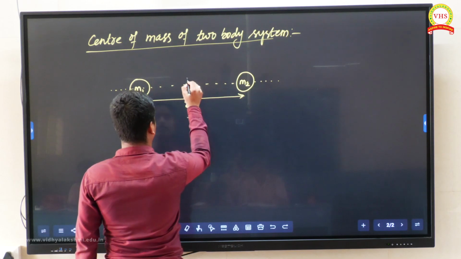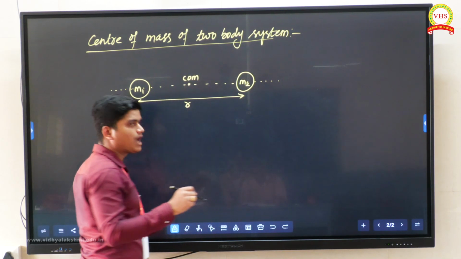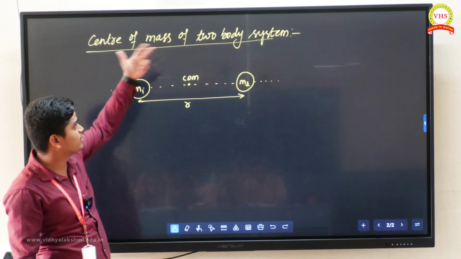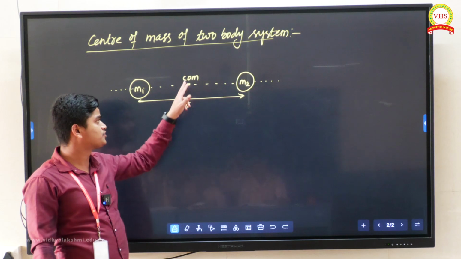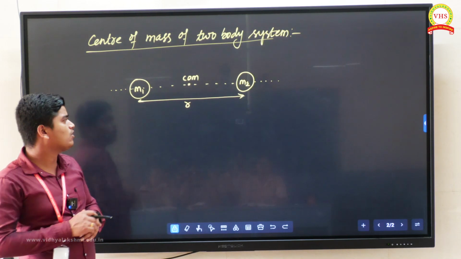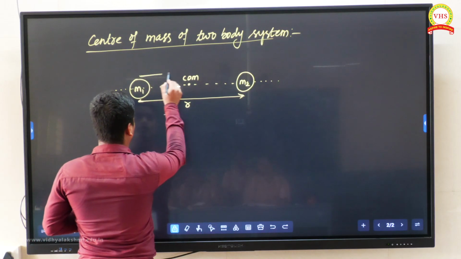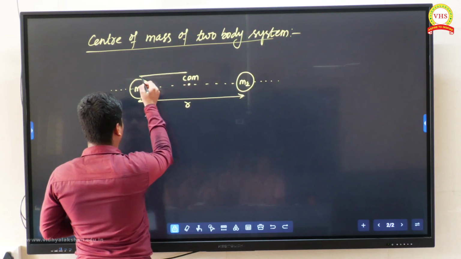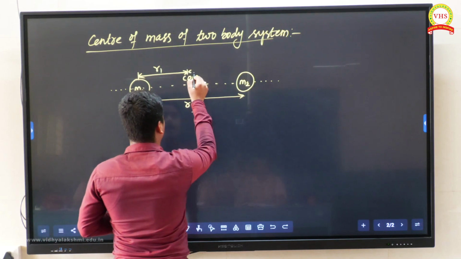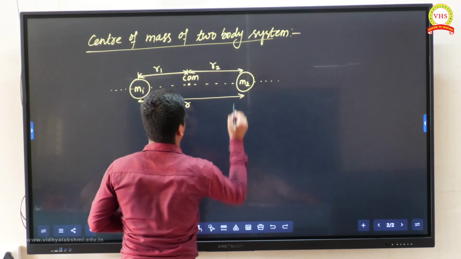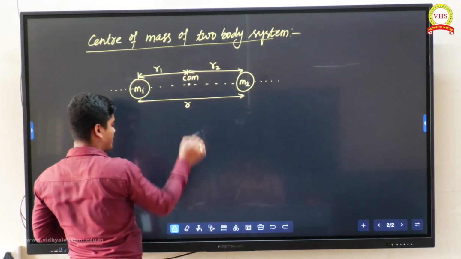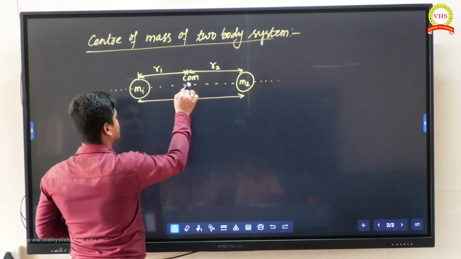Now somewhere here the center of mass is there. I don't know where exactly it is. I just considered the center of mass here because they are asking the center of mass of the two-body system. Two objects we kept, somewhere here I have the center of mass. From the center of mass to M1, this distance I am taking as R1. And from the center of mass to M2, I am taking the distance as R2.